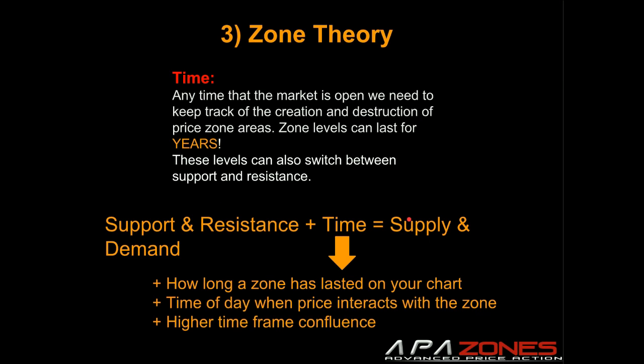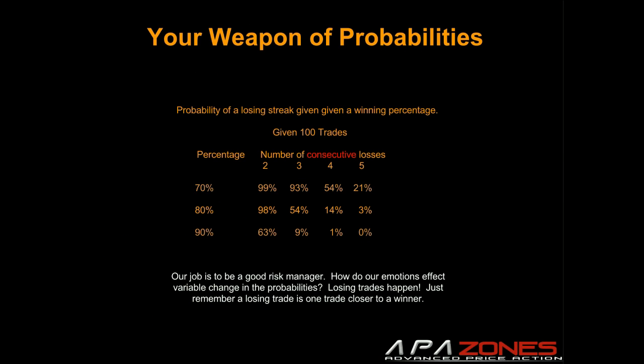Now, what makes up a zone? Well, it's the consolidation of price. If we know where consolidation of price is, then when we don't have consolidation, we should have expansion. Very, very basic stuff. Next, let's talk about our next weapon of probabilities.